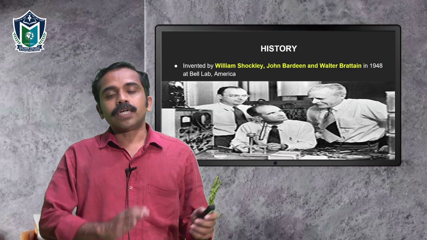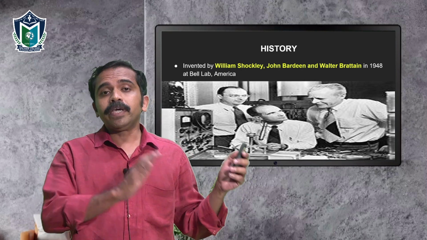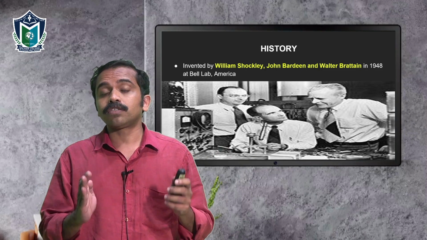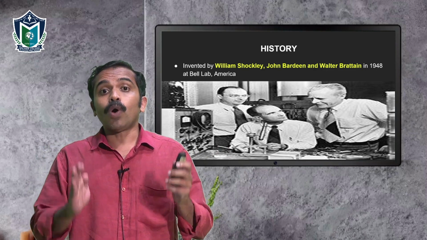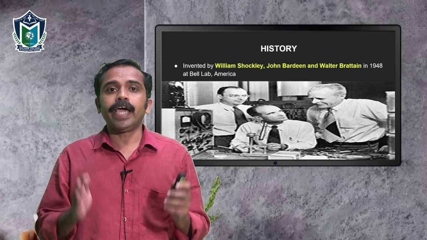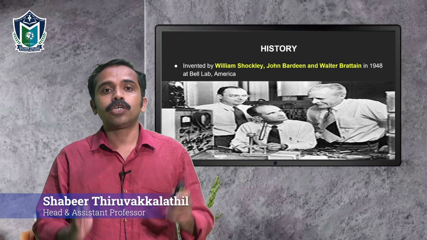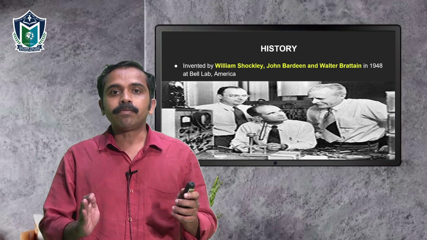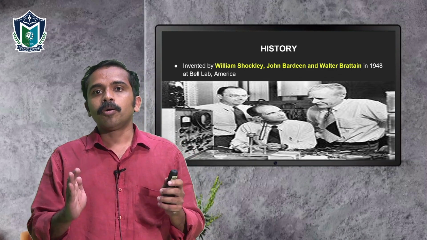Even though the concept of transistor had been there since the beginning of the 20th century, it was not possible to construct a working model. The first kind of working transistor was built in 1948 by three scientists at Bell Laboratories, United States of America. The scientists are William Shockley, John Bardeen, and Walter Brattain.